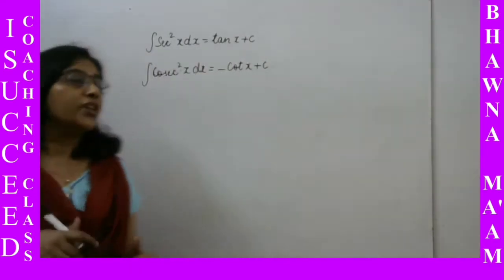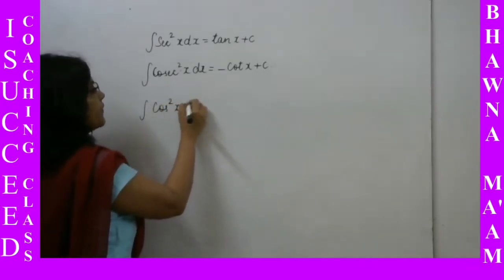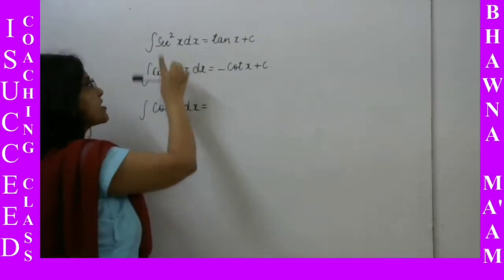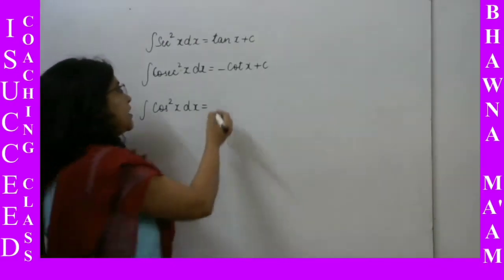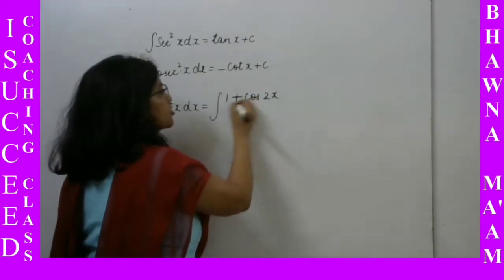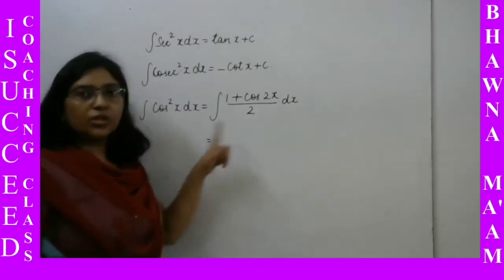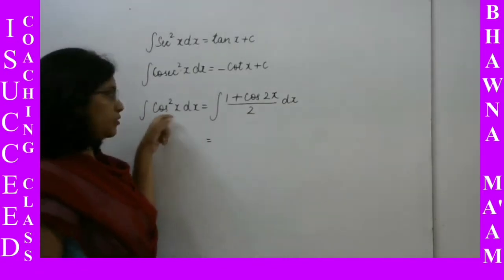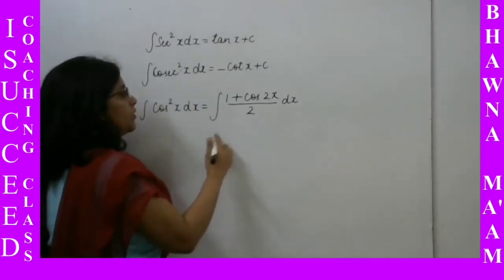Now, today we are going to see how to integrate cos square x. Remember, in integration, we have direct formula only for sec square x and cosec square x. Now, if we want to integrate cos square x, we have to apply the formula of cos square x, that is 1 plus cos 2x by 2. Only then we can integrate it. Direct formula for cos square x we do not have, we cannot integrate it directly. So first apply the formula and now we can integrate.